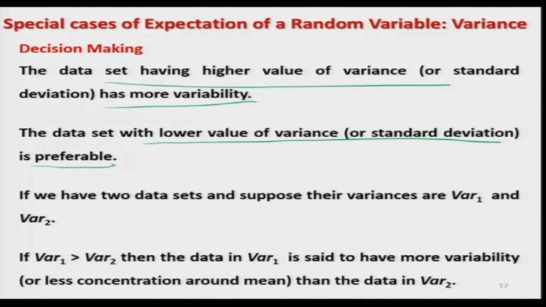So, in case we have two data sets and suppose their variances are found as variance 1 and variance 2. If variance 1 is greater than variance 2, then the data in variance 1 is said to have more variability or less concentration around the mean than the data in variance 2, and we will prefer the data set which has the smaller variability.